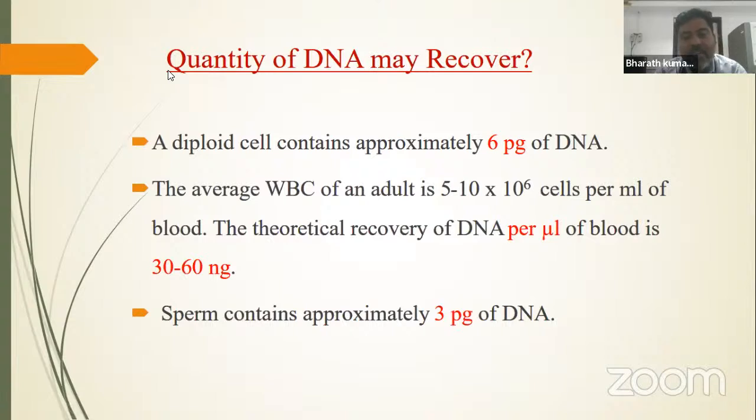The theoretical recovery of DNA per microliter of blood is 30 to 60 nanograms. Semen contains approximately 3 picograms of DNA per cell. Based on quantity, we can extract from different sources. The majority of DNA is extracted from WBC. For each microliter of blood, we can extract up to 30 to 60 nanograms of DNA. So this is a good source of DNA for our diagnostic purposes.